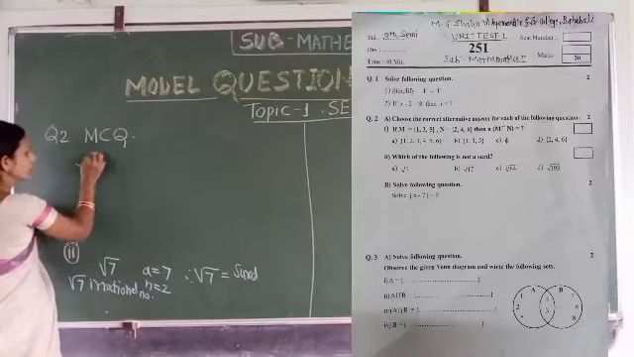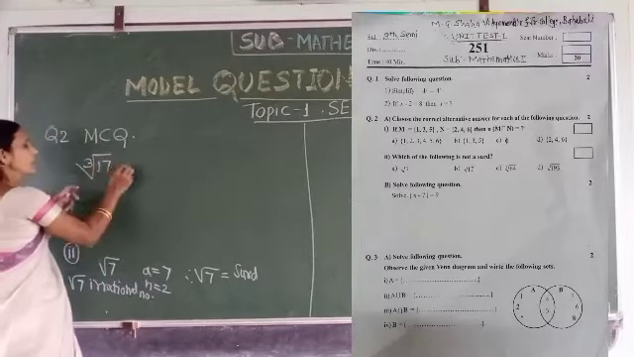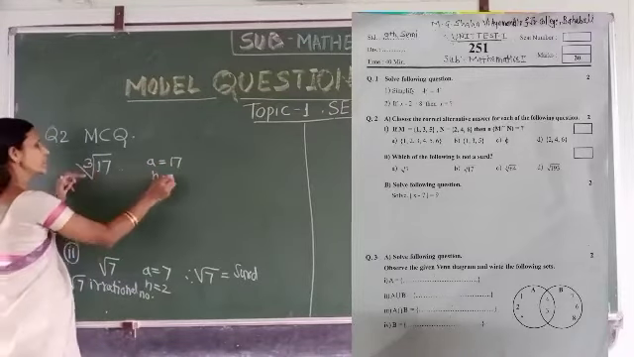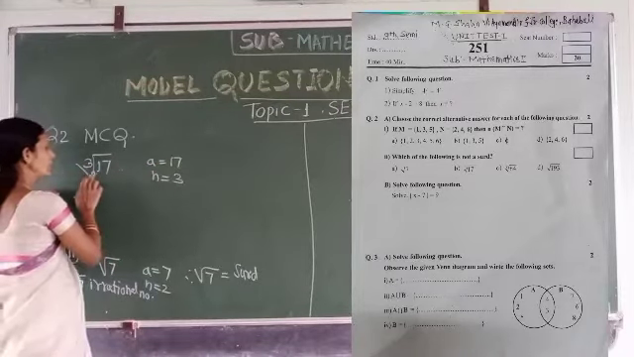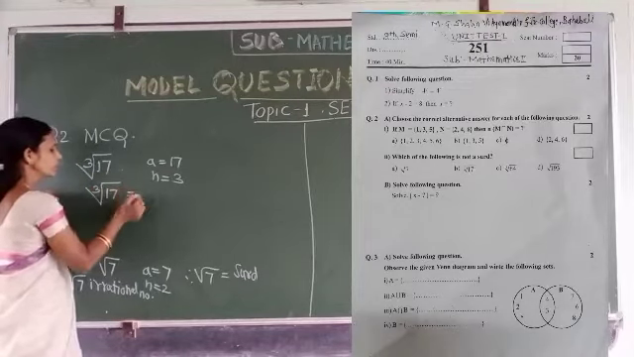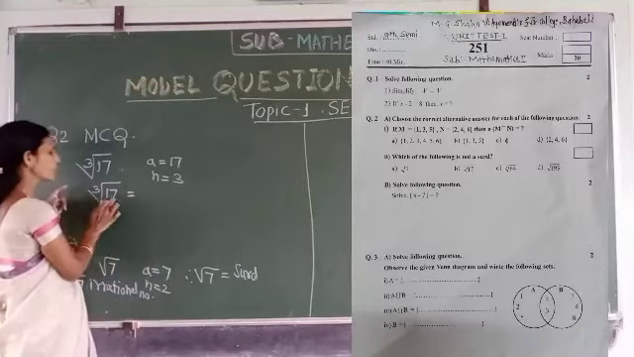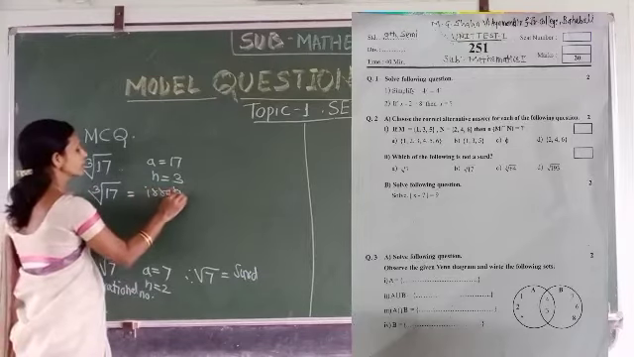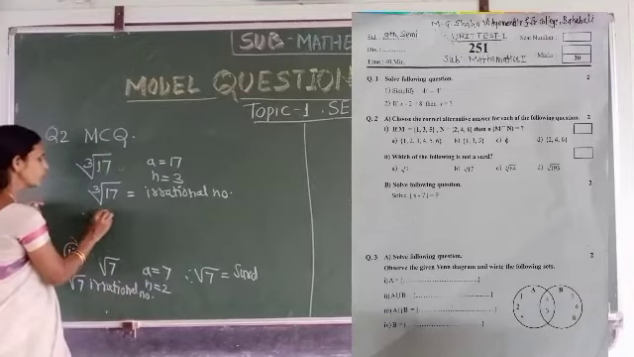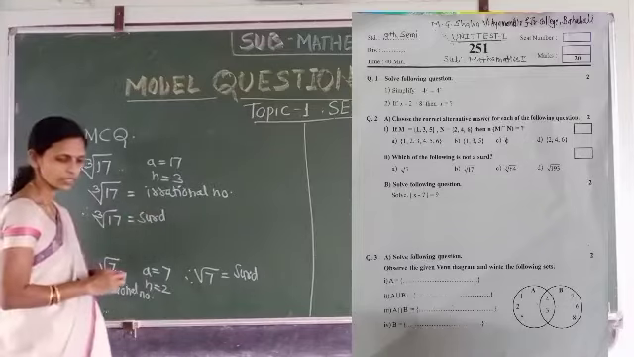That is cube root of 17. Here a is equal to 17, and n, that is the degree of the surd, is 3. We find out the cube root of 17, which in decimal form is non-terminating and non-recurring. Therefore, cube root of 17 is an irrational number. Therefore, cube root of 17 is also a surd. It is also an example of a surd.